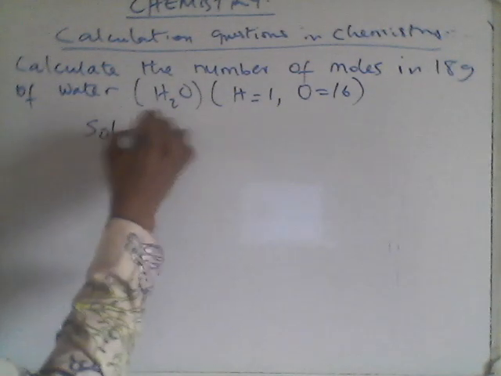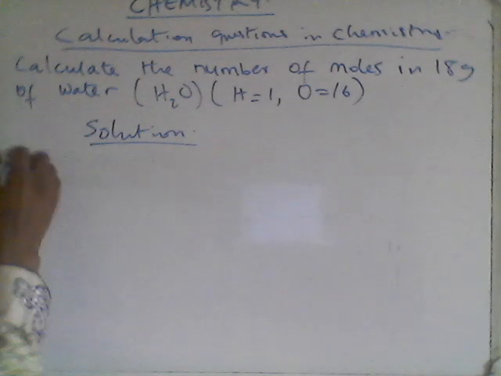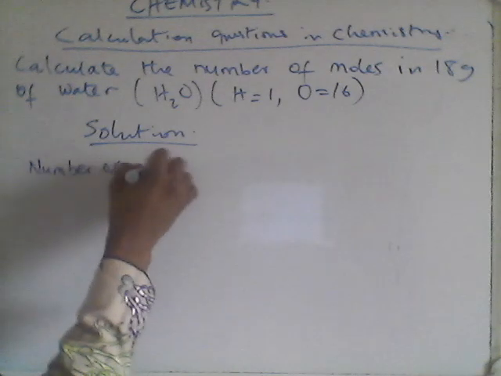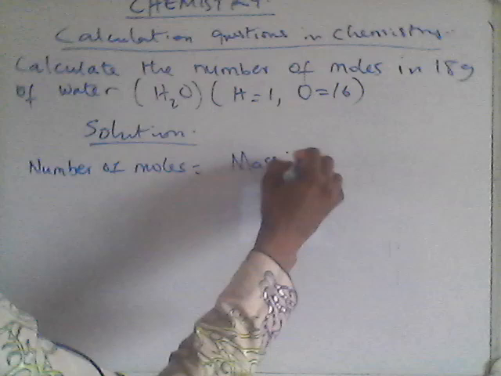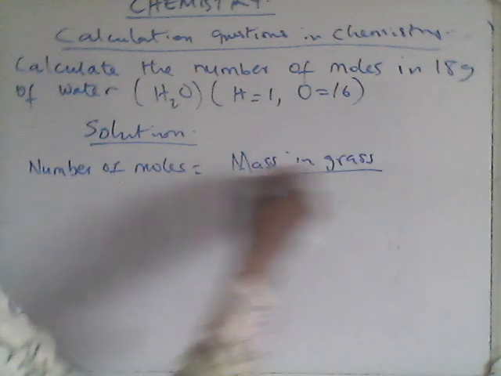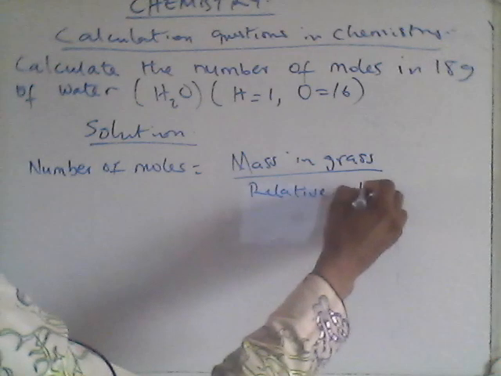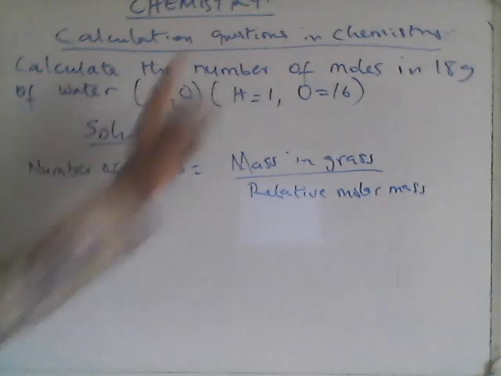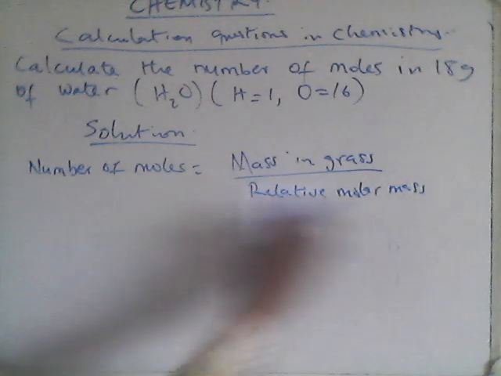Solution: we're going to find the number of moles, and the formula is: number of moles is given as mass in gram over relative molar mass. Mass in gram over relative molar mass. This is the formula. So we're going to calculate the number of moles. And we're given the mass in gram as 18. So this expression has 18, but the relative molar mass is not given.